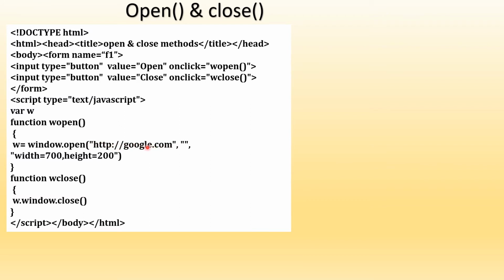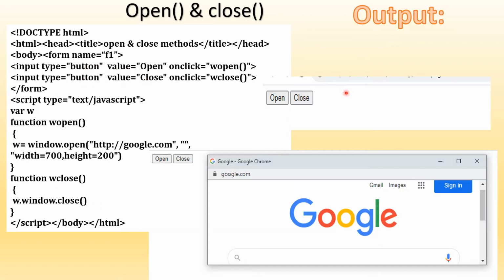Here I have used google.com and I have mentioned the width and height. I have not given any name here. And to close it, what do I have to use? window.close, and then I've mentioned the name of that window also, w dot. That's how I close the current window. You can see in the form I have two buttons here. When I open this web page, this is what I get, the two buttons.